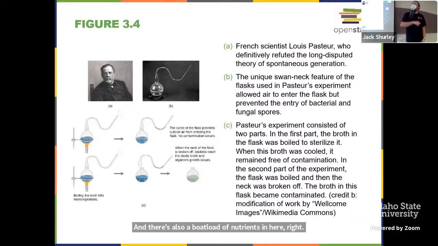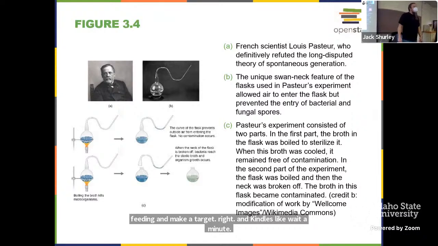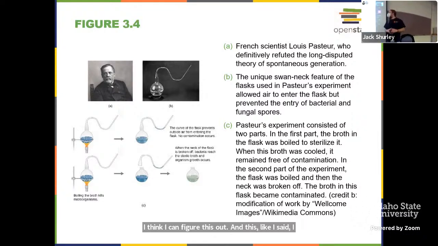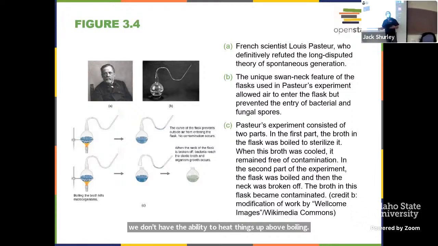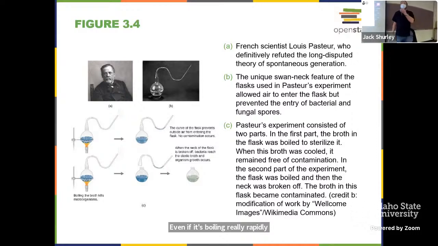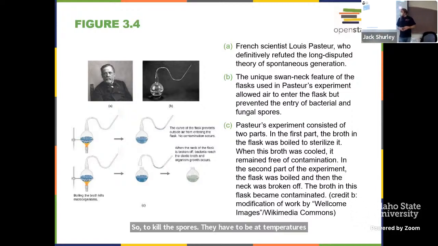And Tyndall's like, wait a minute, I think I can figure this out. This is before we've got a pressure cooker or an autoclave. We don't have the ability to heat things up above boiling, all right? Once you bring a liquid up to a boil, it's 212 degrees or 100 degrees Celsius. It doesn't get hotter, right? Even if it's boiling really rapidly, that's what temperature it basically is, all right? So to kill these spores, they have to be at temperatures well above the boiling point, all right?